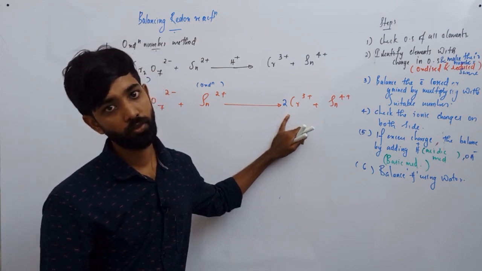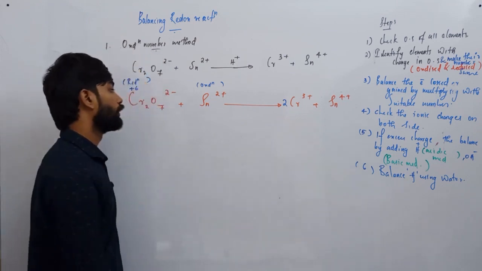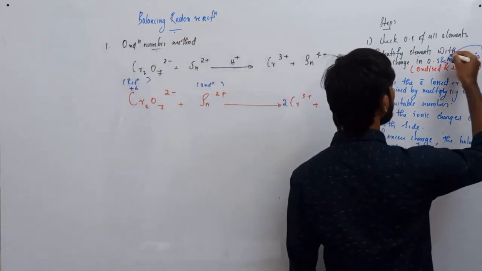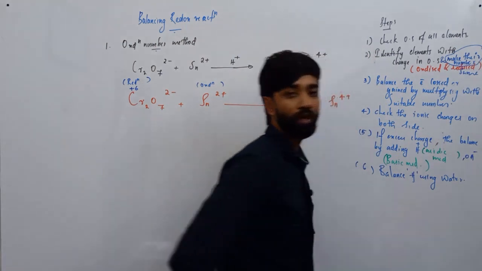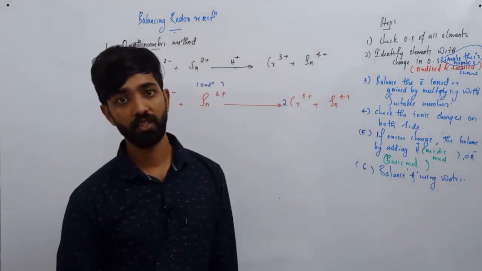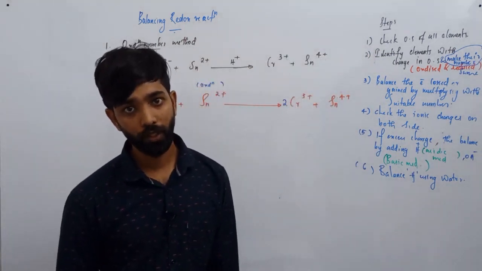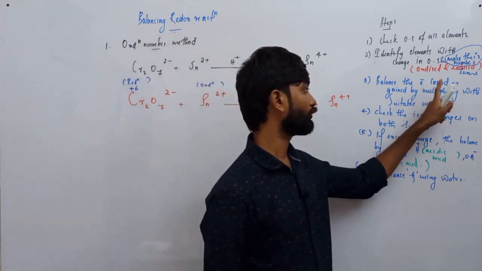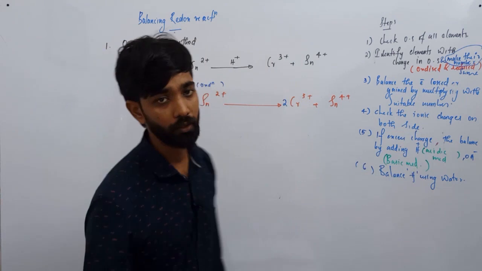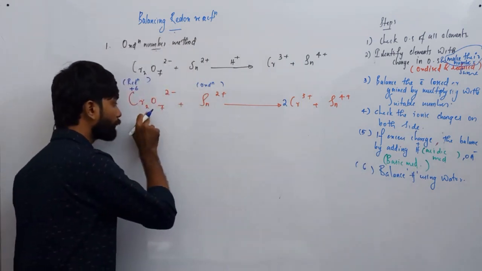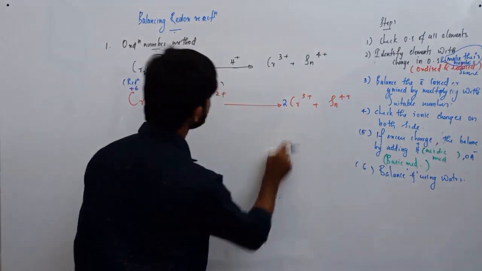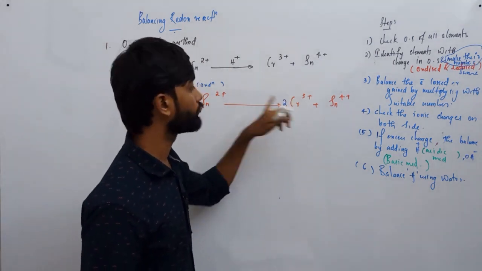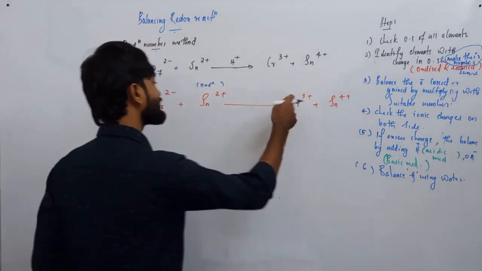Did you understand? You should make the numbers of elements with the oxidation and reduction. Then you have to find the electron lost or gained. Here we have 2 chromium, here we have 2 chromium. So you should... only 1 chromium, but we have to insert 2 here.